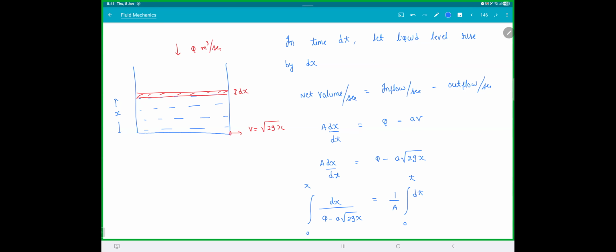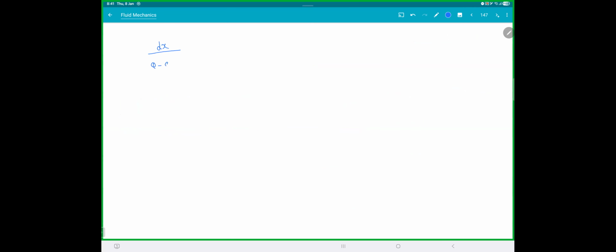We use something called integration by substitution. Q minus a into root 2gx, 0 to x. So what we do, put 2gx is equal to z square. Then if you differentiate on both sides, this will be 2g dx is equal to 2z dz. So dx becomes z dz by g, and the denominator becomes Q minus az. You get something of this sort.